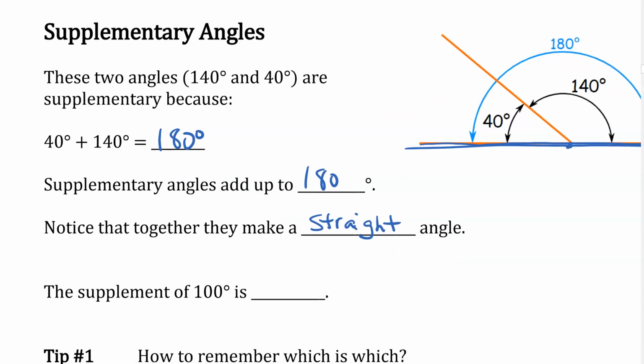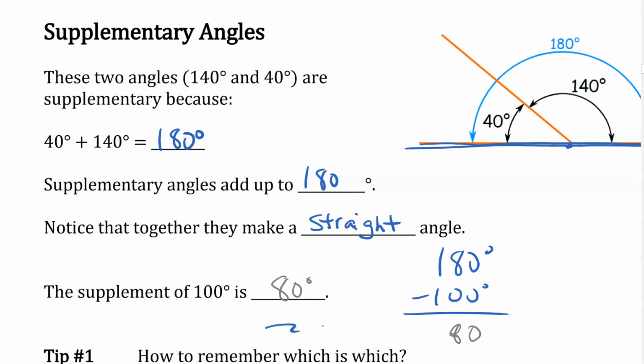The supplement of 100 degrees. So 180, I'm trying to get my pen to work again here. See if I can get my tech to work. 180 degrees minus 100 is equal to 80 degrees. So it's equal to 80 degrees, and that color works. So the supplement of 100 is 80 because they both add up to 180.